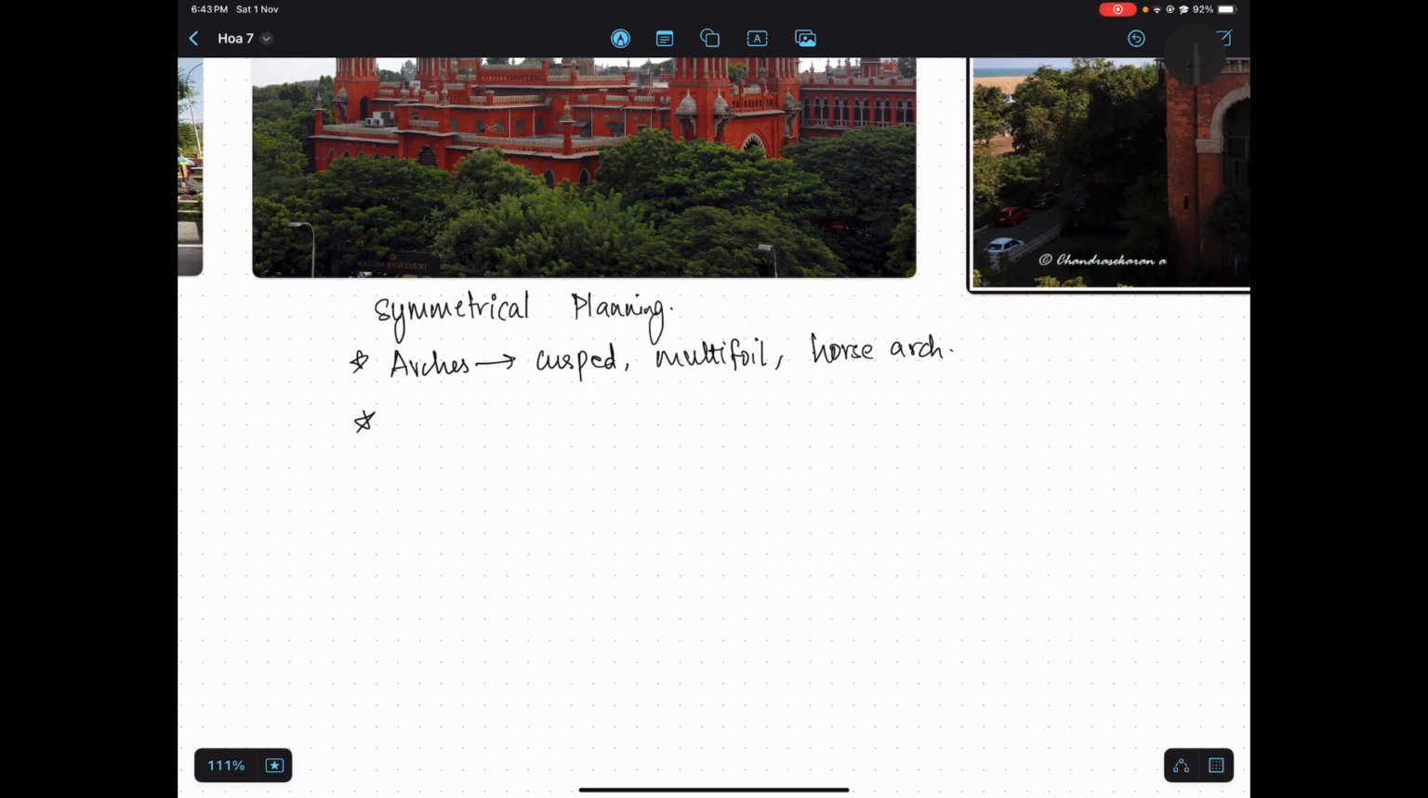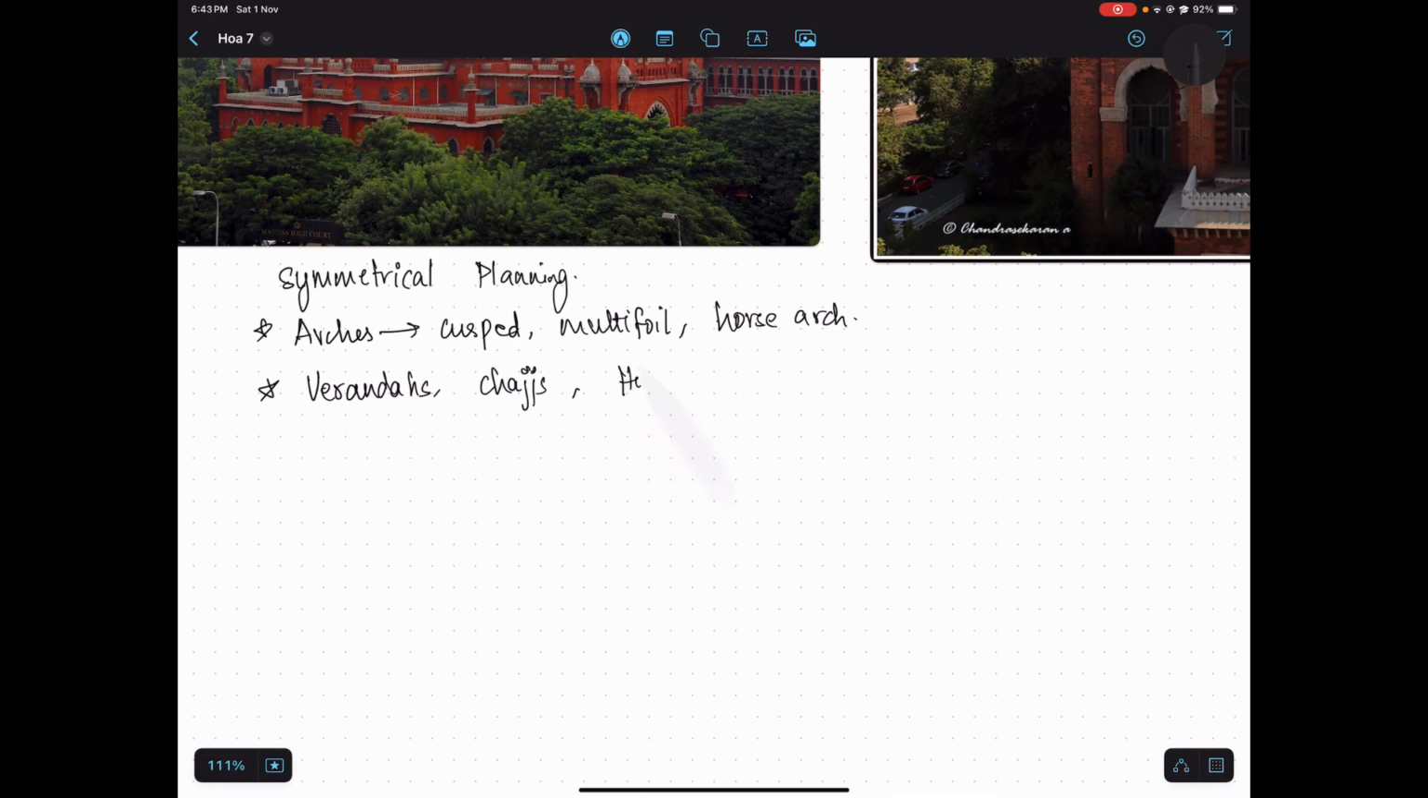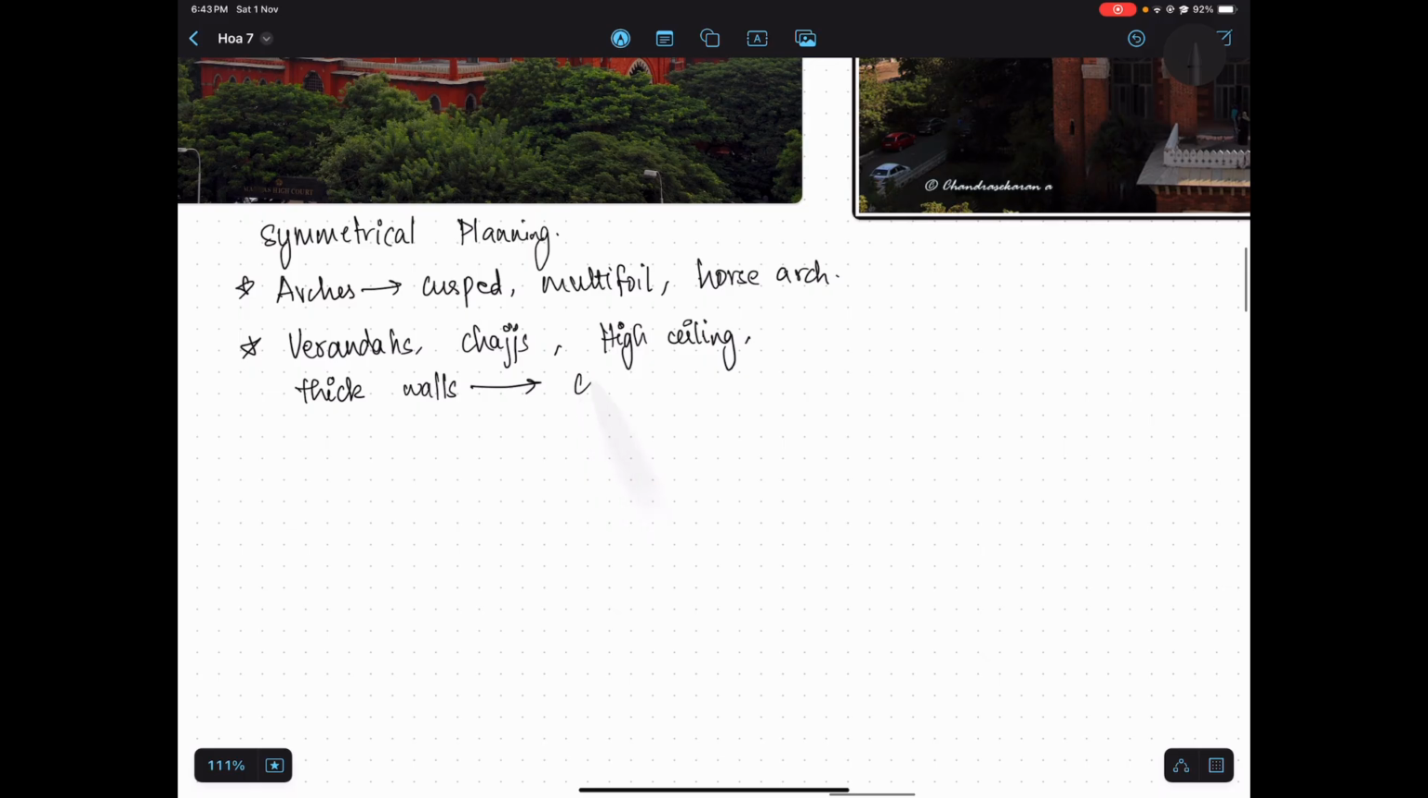And because Chennai is a very hot and humid climatic area, there were features to battle the temperature or the climate of the region. So they had huge shaded verandas. Chajjas were used in a lot of places, and they had high ceilings for proper ventilation, and they used thick walls to retain the coolness of the interior space. So all these were climate responsive design changes that they did.